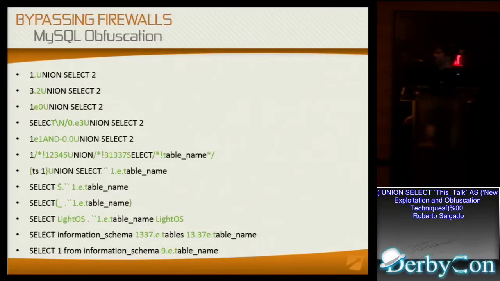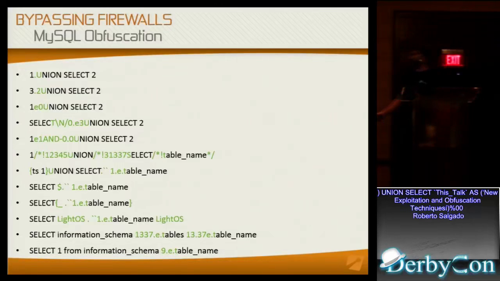I really like this next one with the curly brackets, because this is very unknown. The TS is basically for timestamp, but you can really put whatever you want in there. So almost no firewall will check for these curly brackets. And again, you can unite it with the union keyword here.